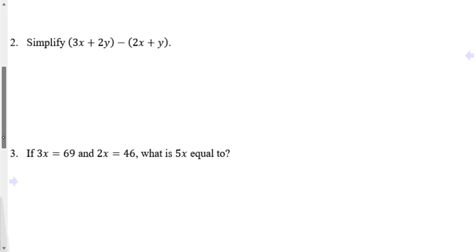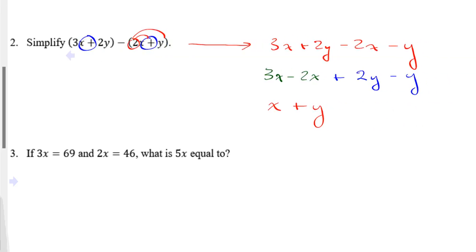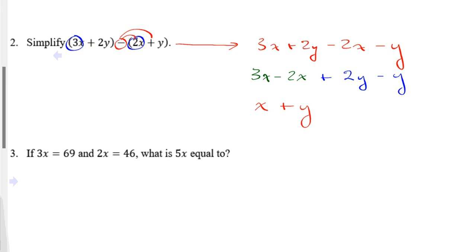Number 2 is similar, but with subtraction, it can be easier to make mistakes. What I've done to begin with is distribute the negative sign into the second bracket. That's how we get the red expression at the top. And then I've rearranged it to group the like terms together, so we have our x terms together and our y terms together. Simplify it to get an answer of x plus y. Also, that should be pretty straightforward. That's from previous grades.